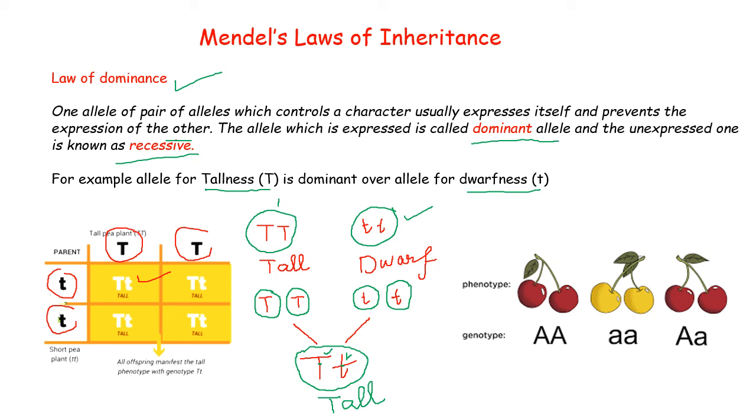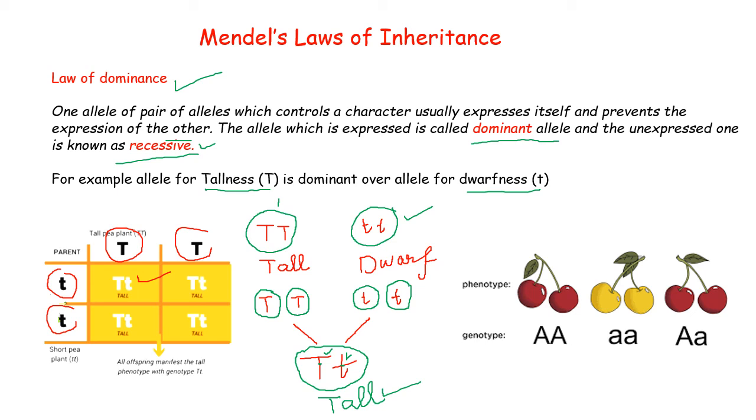So this capital T is the dominant allele because its phenotype was expressed in the form of tallness, whereas small t, which is responsible for the dwarfness of the plant, its phenotype was not expressed. It was not expressed in the offspring because the plant was tall. So the phenotype of small t was not expressed. So it is recessive. This is what the law of dominance says.